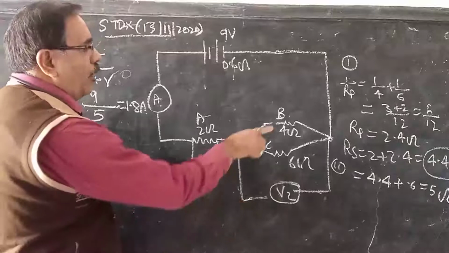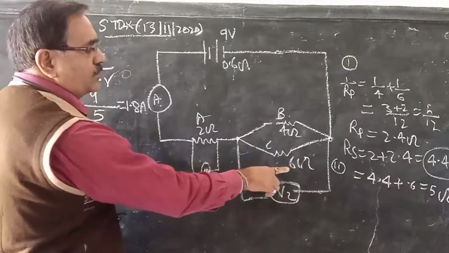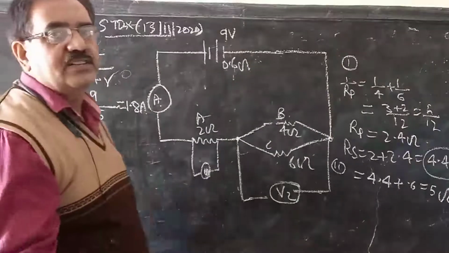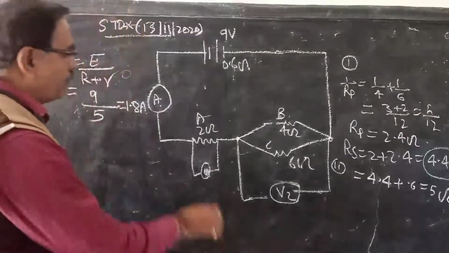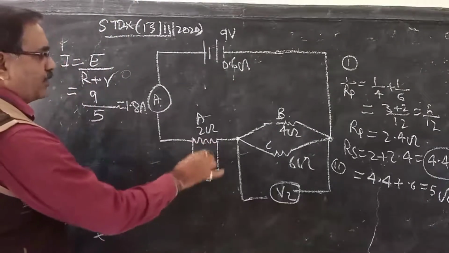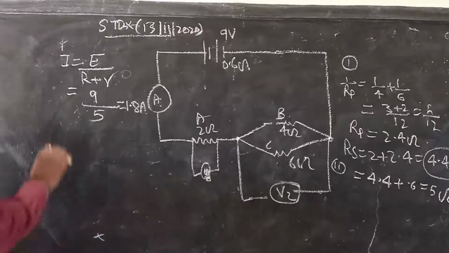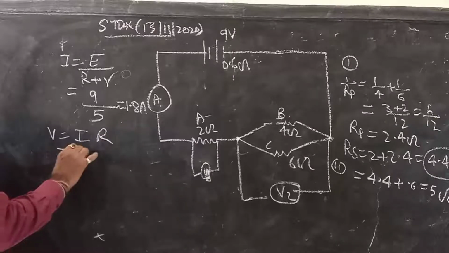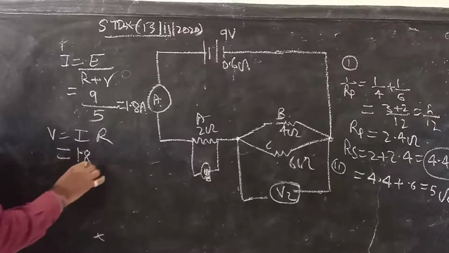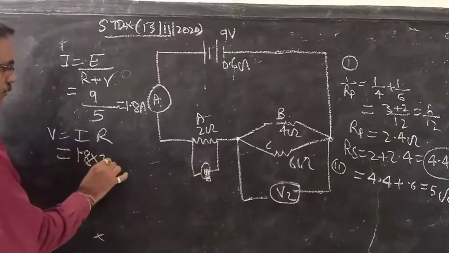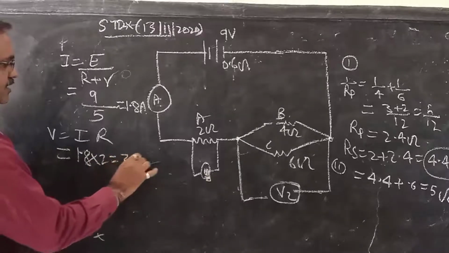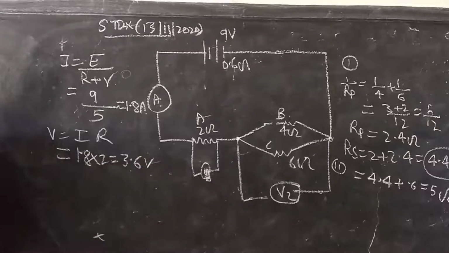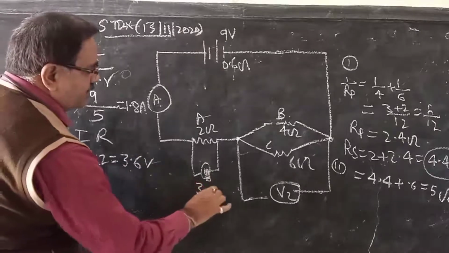You have to find how much current flows through the 4 ohm and how much current flows through the 6 ohm. Before that, we have to find the potential difference. So first of all, find the V1 value. What is the potential difference of the 2 ohm resistance? By using Ohm's law, V is equal to I times R. The current we draw is 1.8 from the cell. Resistance is given as 2 ohm. So what value? 3.6 volt. Okay. So this reading is 3.6 volt.